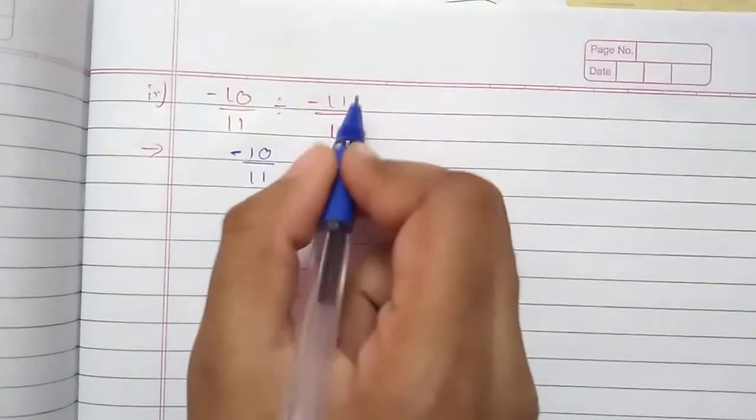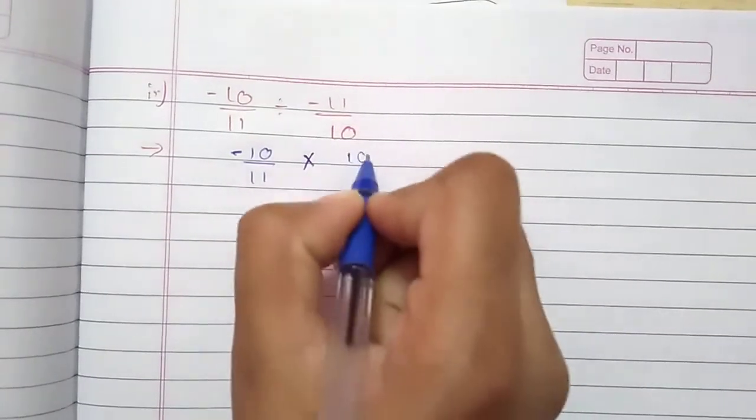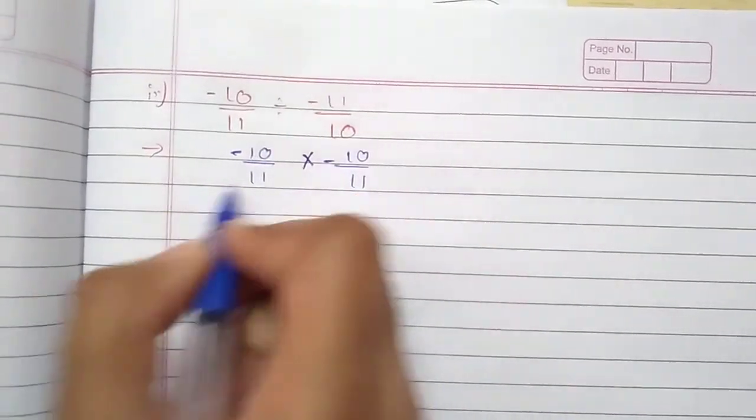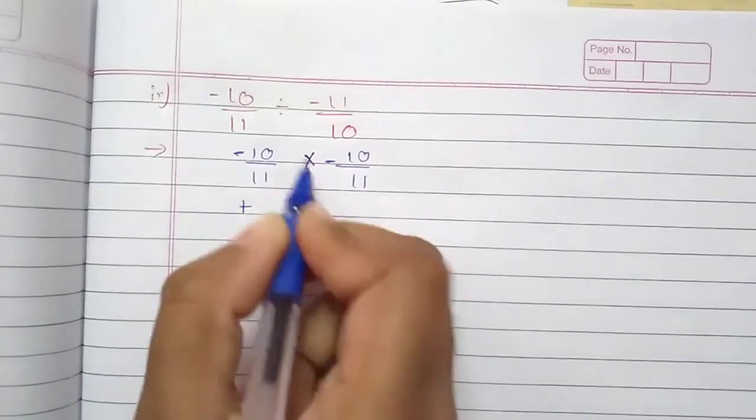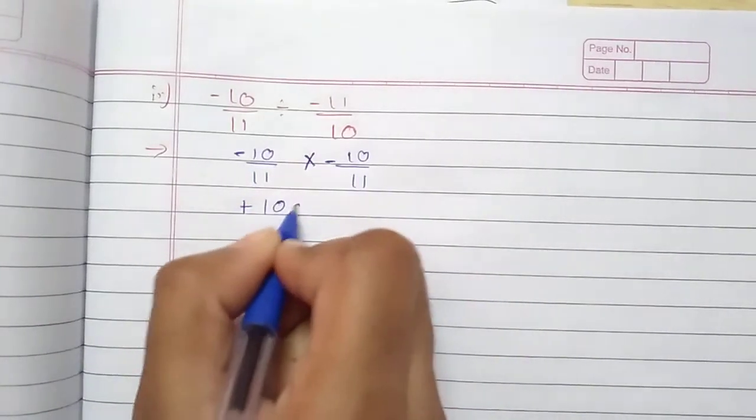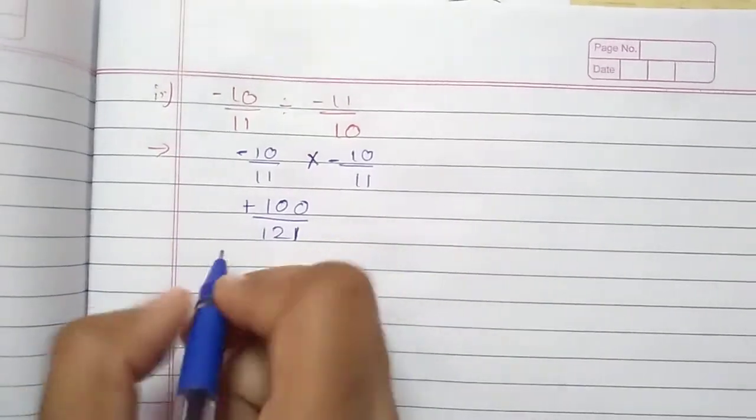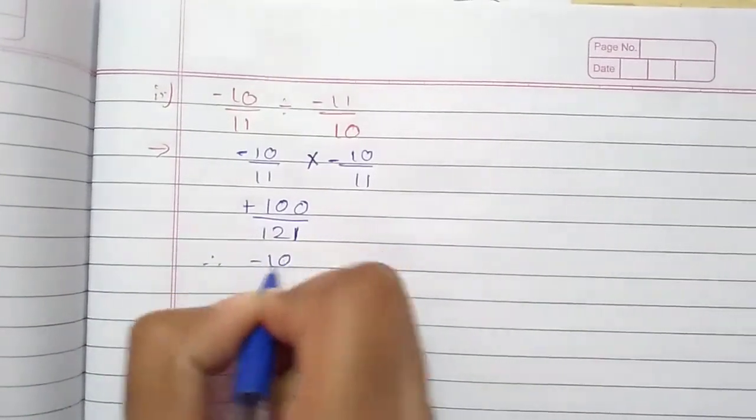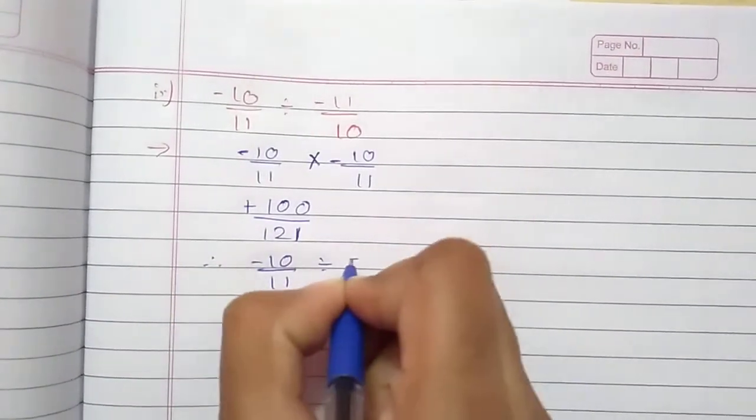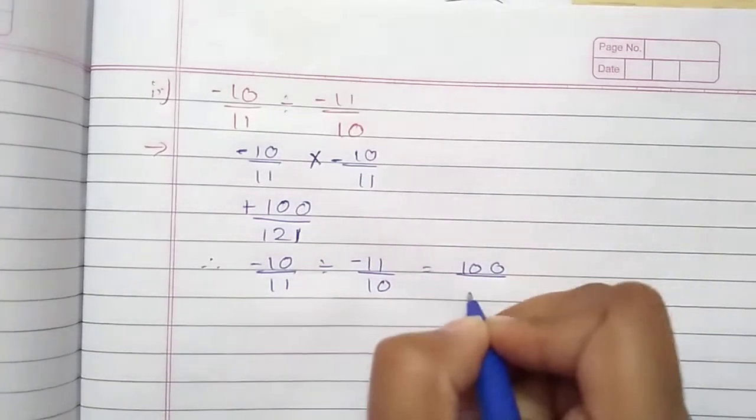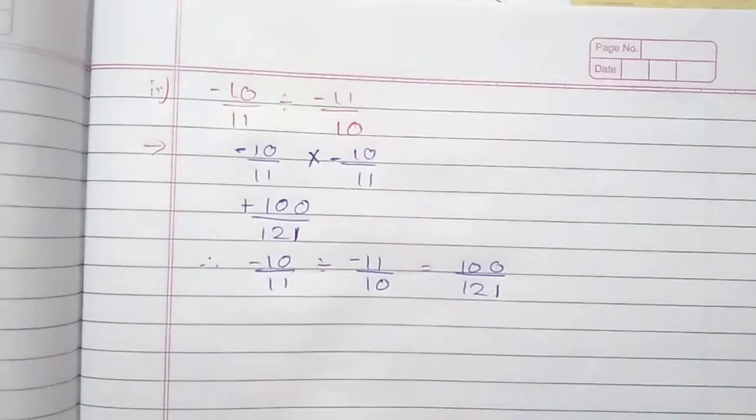We will take the inverse of this rational number. Then 10 upon 11, minus as it is. Now see, minus minus is positive. 10 into 10 is 100 and 11 into 11 is 121. Therefore minus 10 upon 11 divided by minus 11 upon 10 is equal to 100 upon 121.